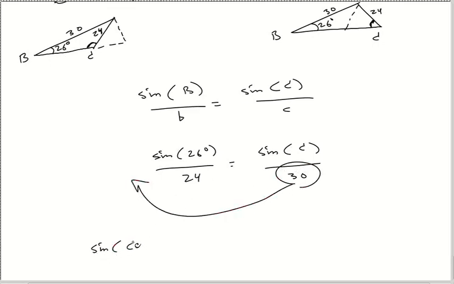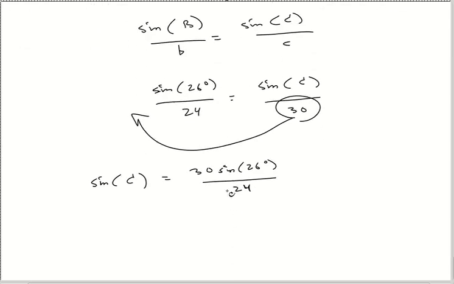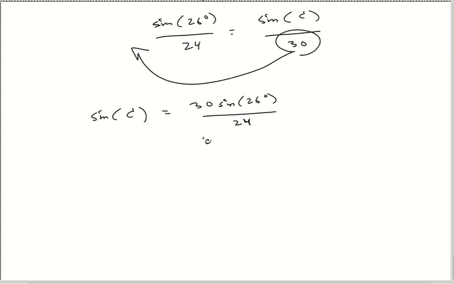I got sine of C is now equal to 30, and it's in the numerator now, times sine 26, all divided by 24, okay? Now, you can go and get this in the calculator right now if you like. That's fine. But what I'm going to do is the arc sine of this to get the most exact answer. So how do I get rid of the sine? I move it to the other side with an arc sine. Like sine inverse, I guess you can say. So arc sine, sine inverse of this.